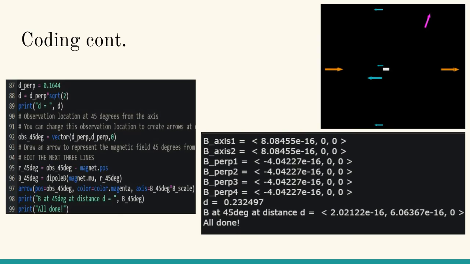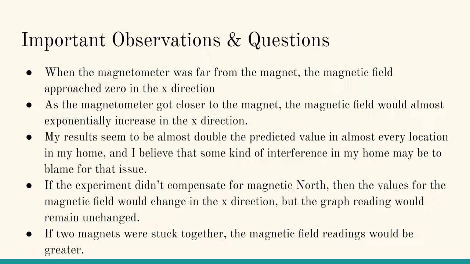And after finding those values, I created and used my D perpendicular off-axis values. And as you can see in the model, the orange arrows are the on-axis locations. The cyan arrows are the off-axis calculations, or the perpendicular calculations. And then the magenta arrow is the off-axis 45-degree angle. And under that are all the values found in teslas.